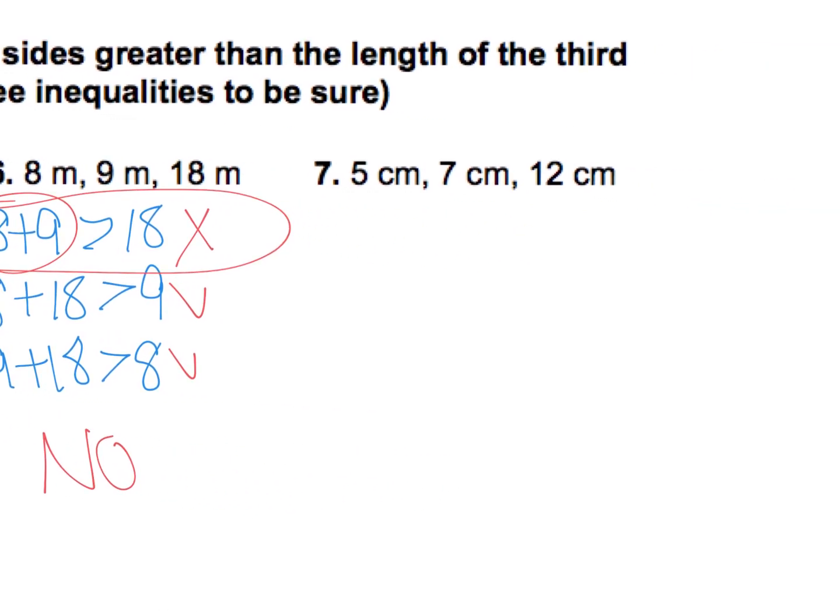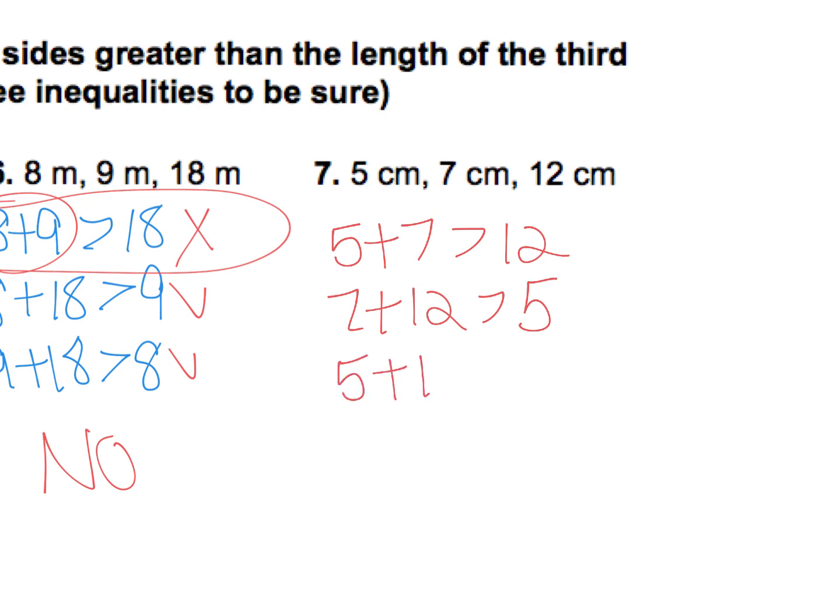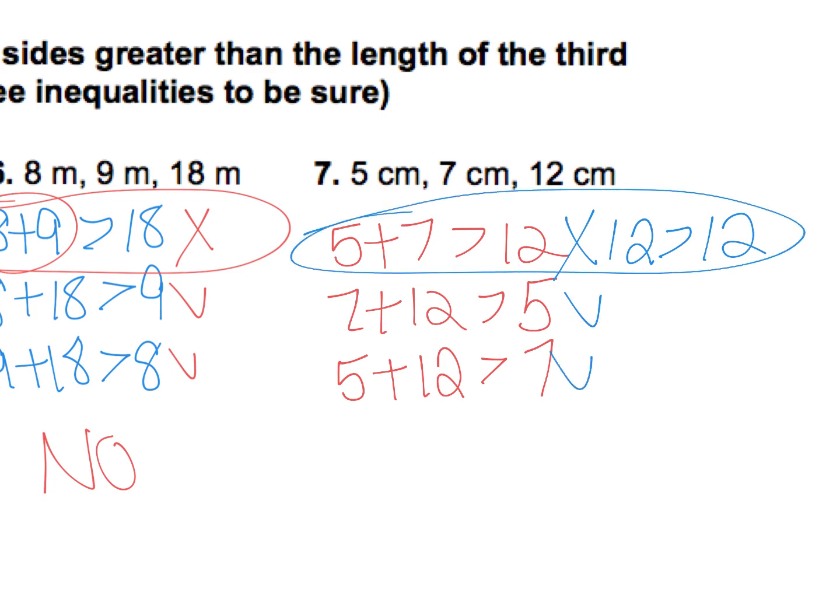Okay, number 7 over here are 3 inequalities again. We've got 5 plus 7 has to be greater than 12. 7 plus 12 has to be greater than 5. And 5 plus 12 has to be greater than 7. Well, if we look at our very first one here, 5 plus 7 is 12. Now 12 is not greater than 12. There is not an "or equal" sign underneath of there, so this is not true, even though the others are. This one is true and this one is true. The fact that this first one is not true means that it is a no.